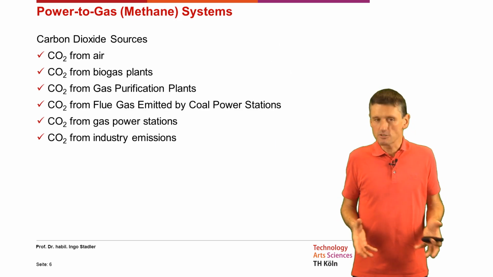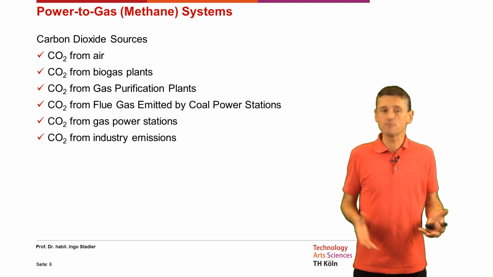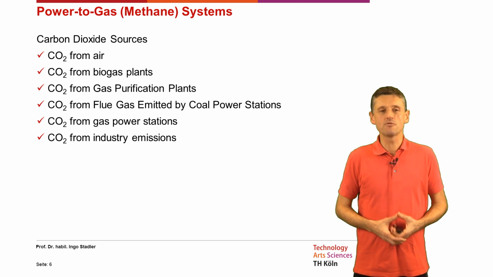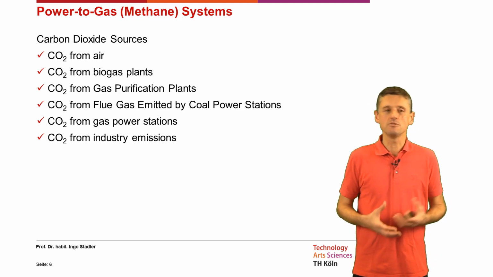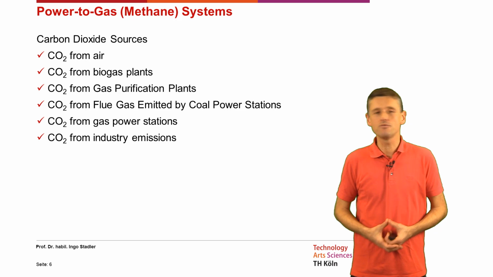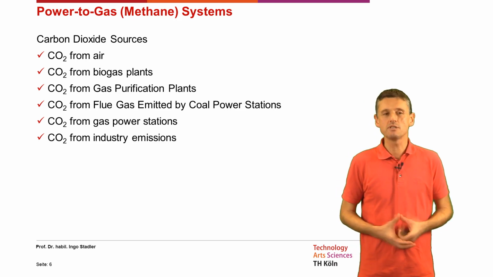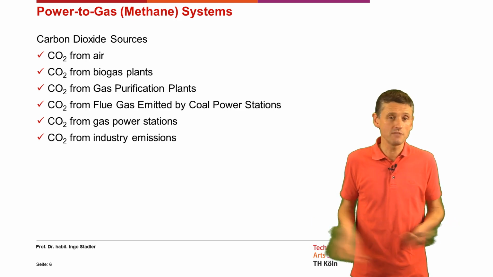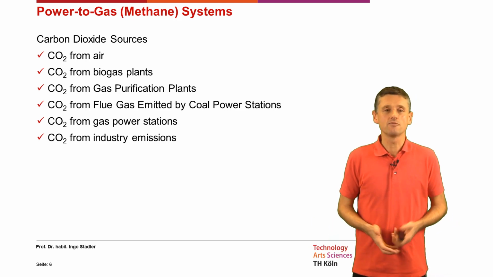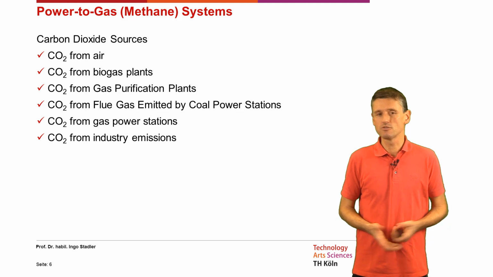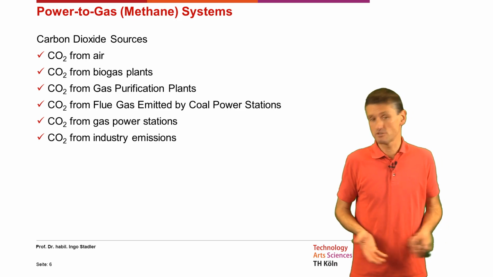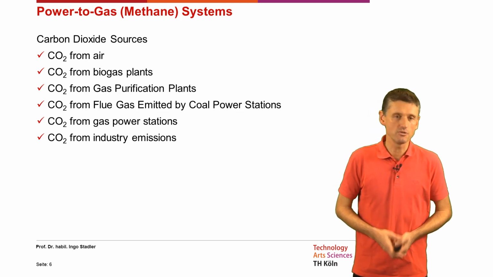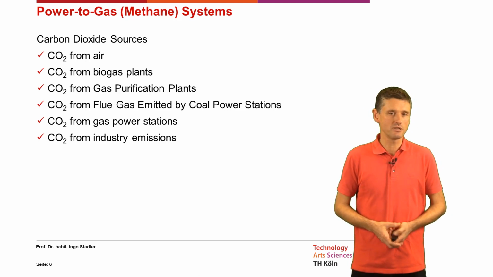The carbon dioxide sources, to repeat, it can be from air, but the concentration there is quite small. It can be from biogas plants. The CO2 can come from gas purification plants. It can result from gas emitted by coal power station, that is not anymore a green source, and from gas power stations and also from industry emissions. And there we need to consider that we are not doing greenwashing with these processes.